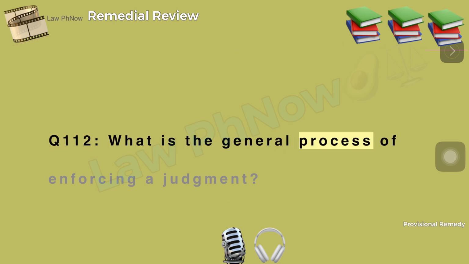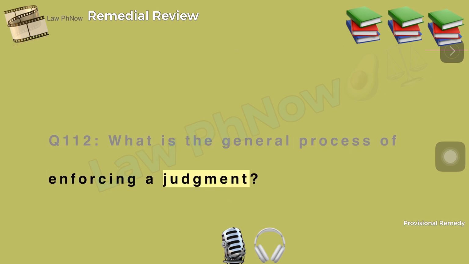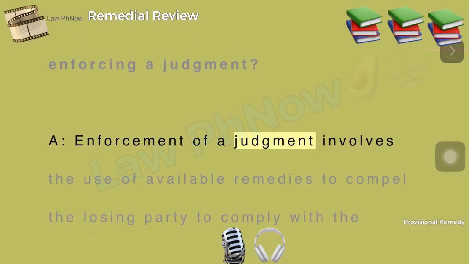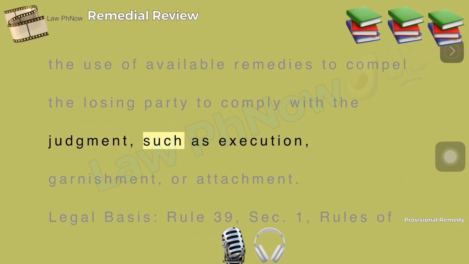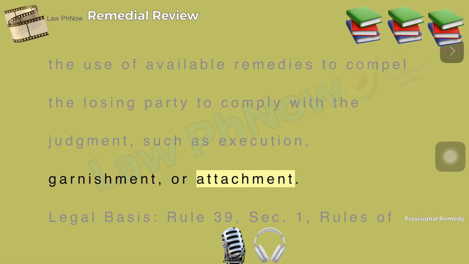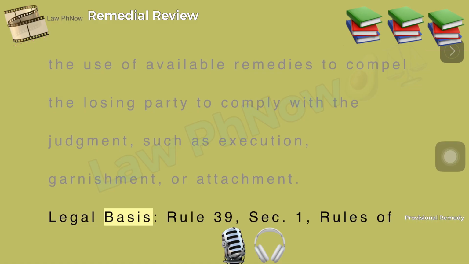Q112. What is the general process of enforcing a judgment? A. Enforcement of a judgment involves the use of available remedies to compel the losing party to comply with the judgment, such as execution, garnishment, or attachment. Legal basis, Rule 39, Section 1, Rules of Court.